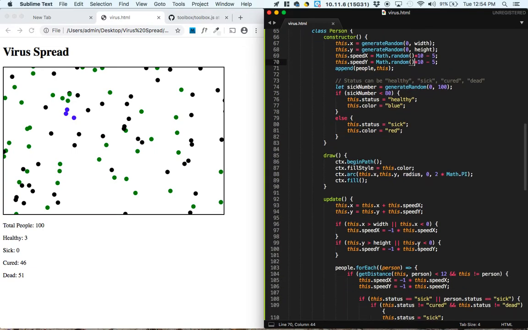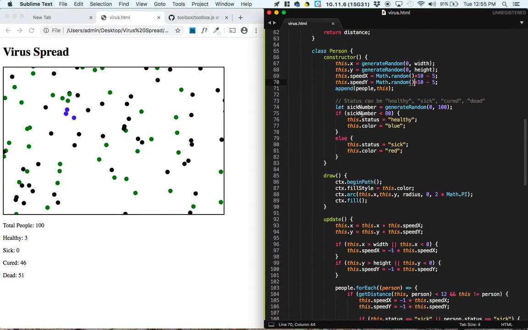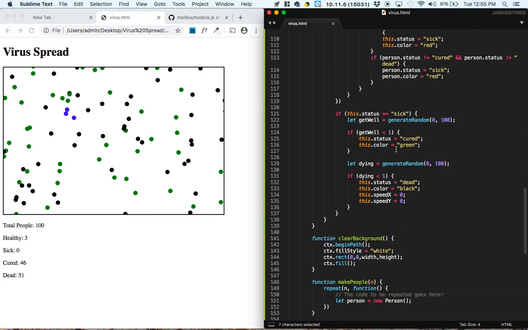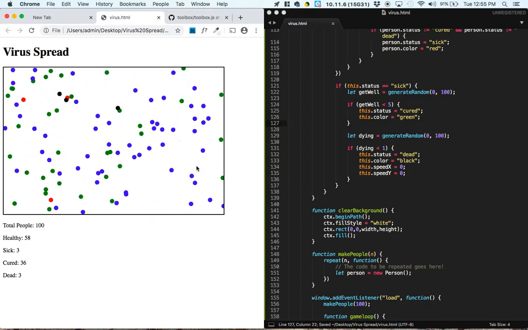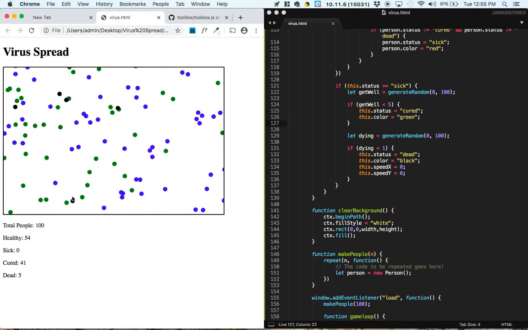A couple of other variables can change. You could start off with fewer sick people, or with different probabilities of getting well and different probabilities of dying. If we increase the probability of getting well to a 5% chance, what we should notice is that the disease is not very deadly at all. Even with no social distancing, because people quickly get better, only 5 people had a chance to die before the disease was completely eliminated.